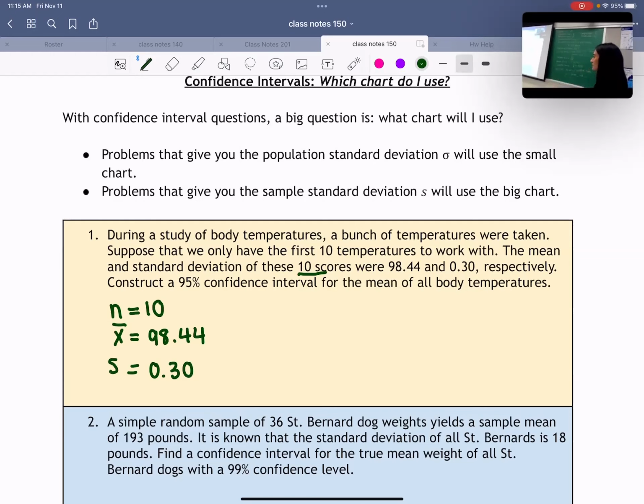We want to find a 95% confidence interval. We're not actually going to do it, but what chart are we going to use? The big chart or the small chart? The big chart, right? Because we're given s, we're using the big chart, okay?